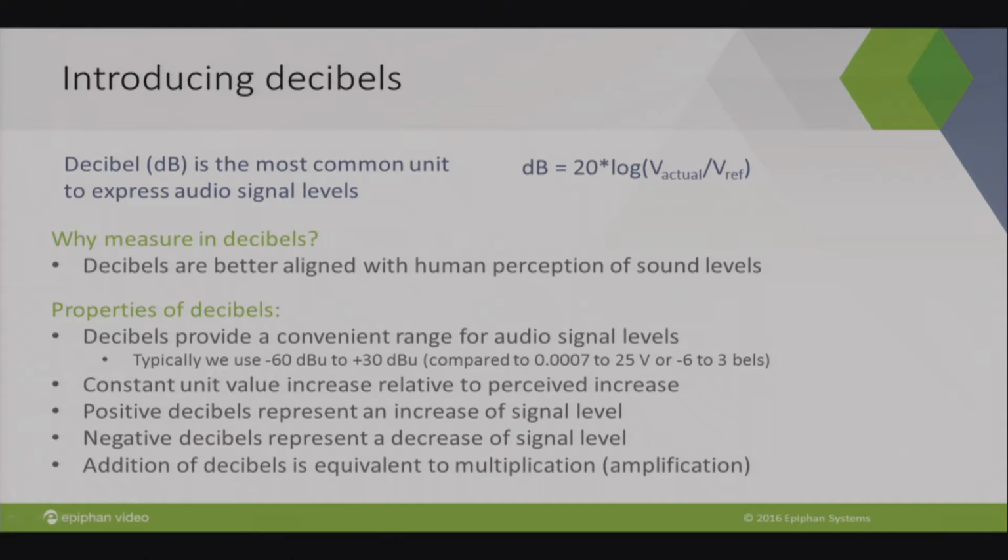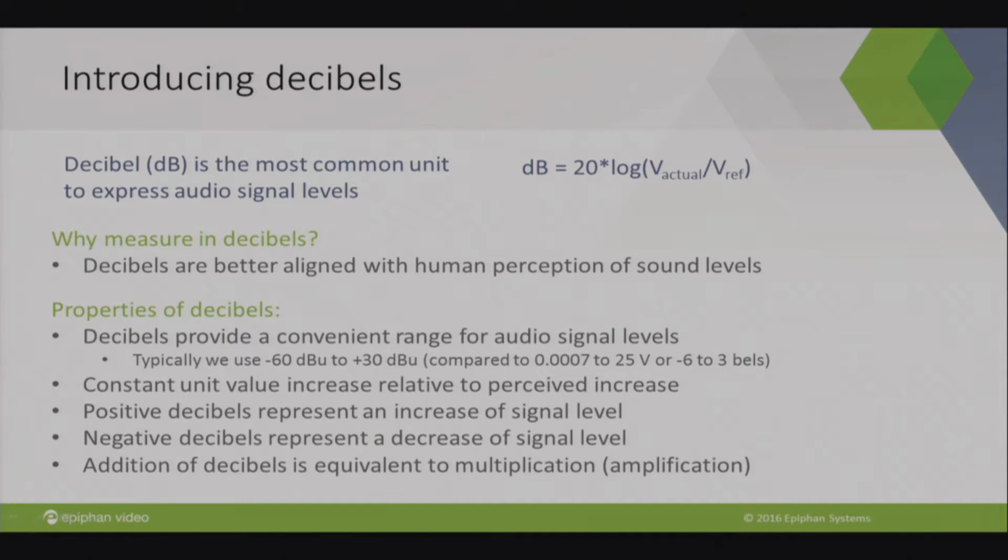So if I increase something by 6 dB and I increase it by 6 dB again and again, that is perceived to be the same amount of change over and over. Whereas if I use a linear scale like volts, as I increase that signal level, I need to increase it more the next time to get the same perceived value. So if I'm increasing by 1 volt, that's a perceived value. Then if I increase by 1 volt again, it doesn't seem like I increased it by the same amount.